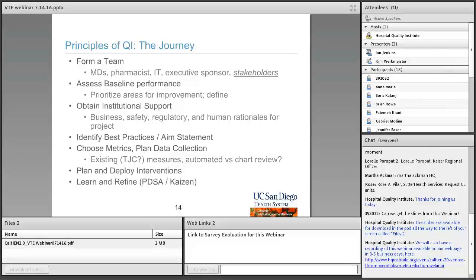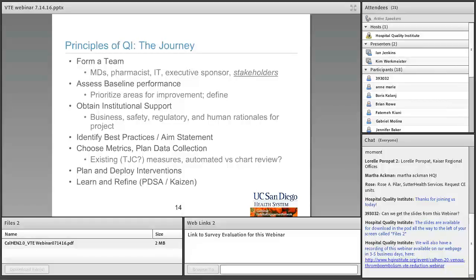obtain institutional support, and this means usually presenting at some committees. You need to have a business model. What's going to be the return on investment? How much is this going to cost? You want to appeal to patient safety, of course, and compliance with applicable regulatory or monitoring bodies. So if there are publicly reported outcomes, your hospital is usually more interested in that.